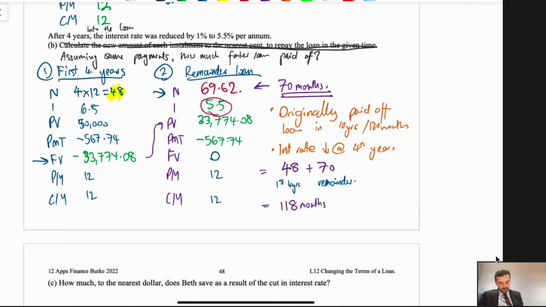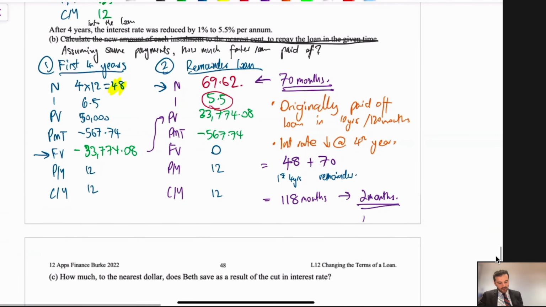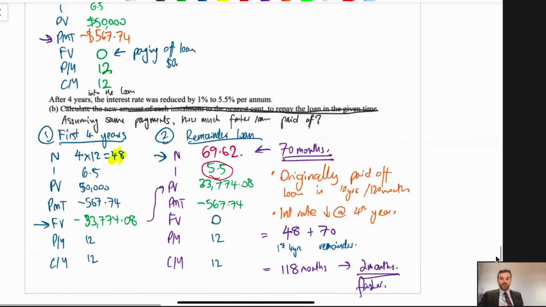So how much do they save? They've saved 2 months. Now it's strange because my answer over here was a little bit lower. All right, well, I guess I'll just roll with that. So they've saved 2 months off their loan. They can pay off their loan 2 months faster. So let's continue on. Hopefully that all made sense.